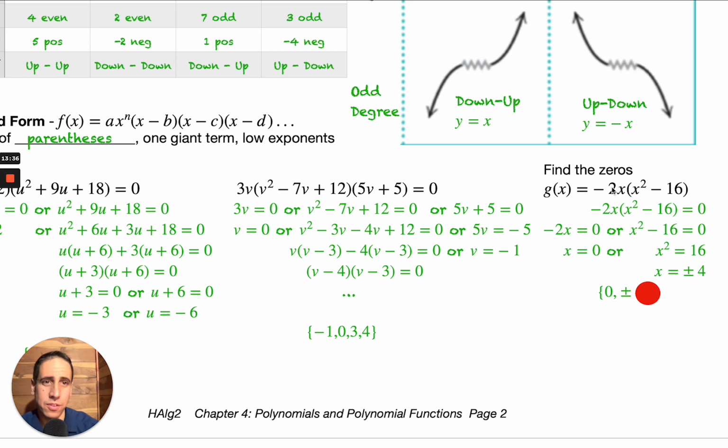Find the zeros. Here's a function. We want to know what inputs will produce an output of 0. So if we want an output of 0, just set it equal to 0. And once we set it equal to 0, we know how to solve it. So we're going to split this up into -2x equals 0, and x squared minus 16 equals 0. Notice we can add 16 to both sides and take the square root of both sides. And anytime we're taking the square root of both sides, we can get plus or minus 4. So the solutions are written here, 0, comma, plus or minus, and then I want you to figure out what's underneath the red dot.